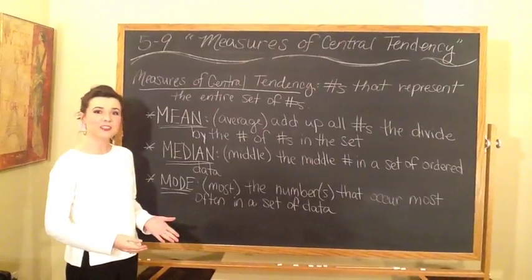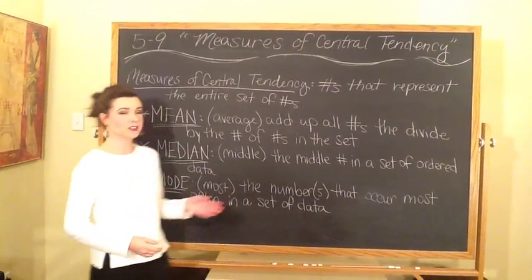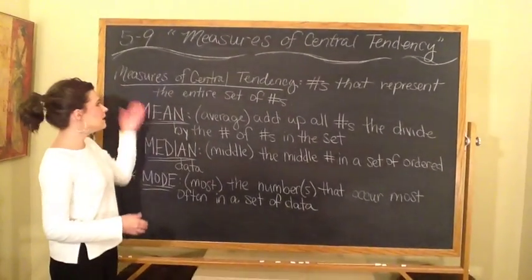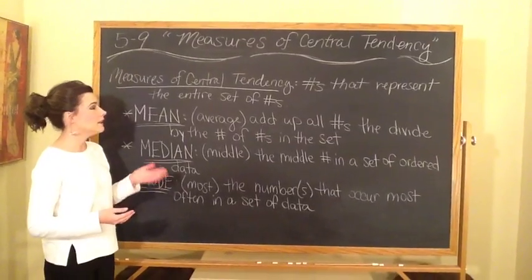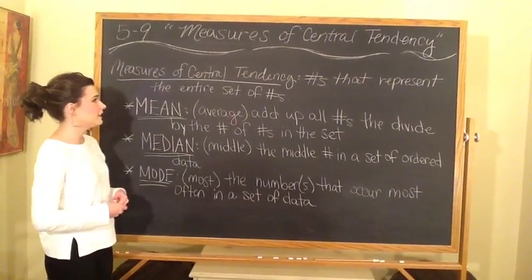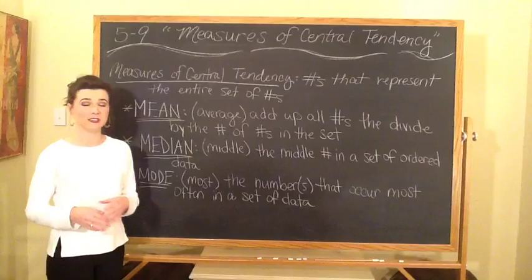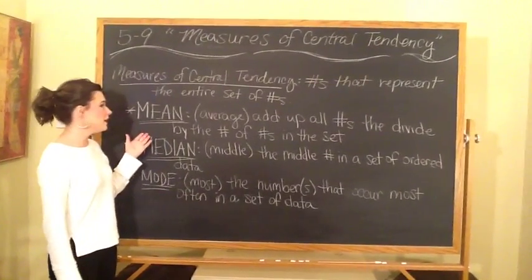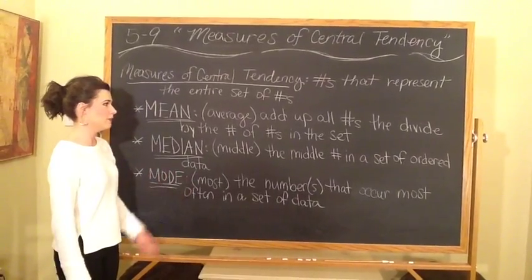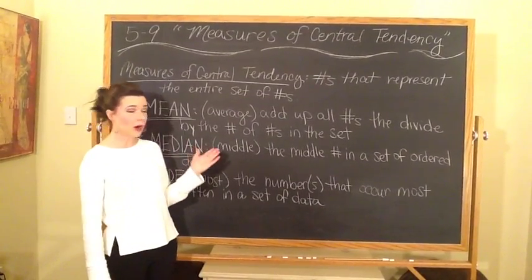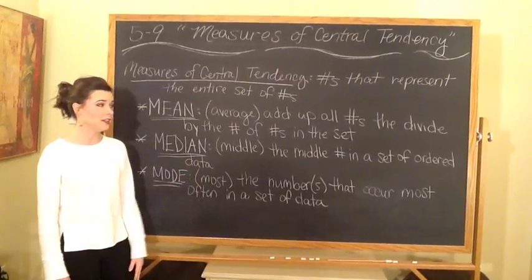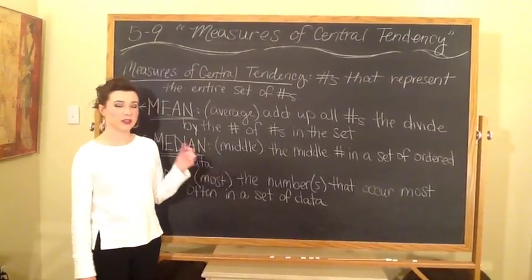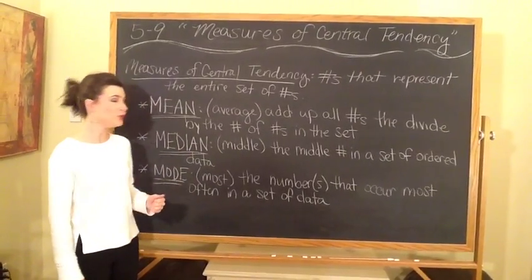Today we're going to be talking about measures of central tendency, or basically mean, median, and mode. Measures of central tendency are a number or numbers that represent the entire set of data. First of all, the mean. Let's review this. The mean is the average of a list of numbers. So you add up all the numbers and you divide by the number of numbers in the set. You've done this several years now, so this should be becoming a little more familiar to you.